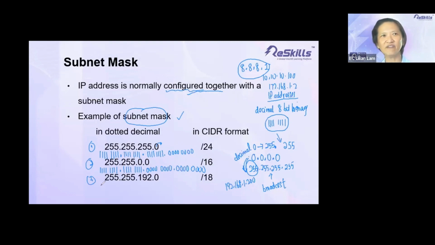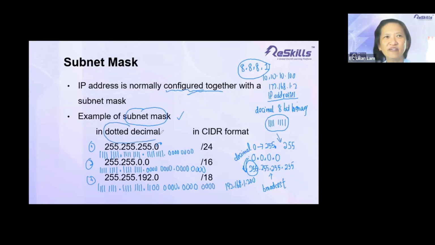And the last example of subnet mask, 255 is 11111111 dot 11111111 dot 192. Now just now we converted 192, isn't it, from the previous slide? If you still remember, 192 is 11000000 dot 00000000. We have to make it 8 bits.